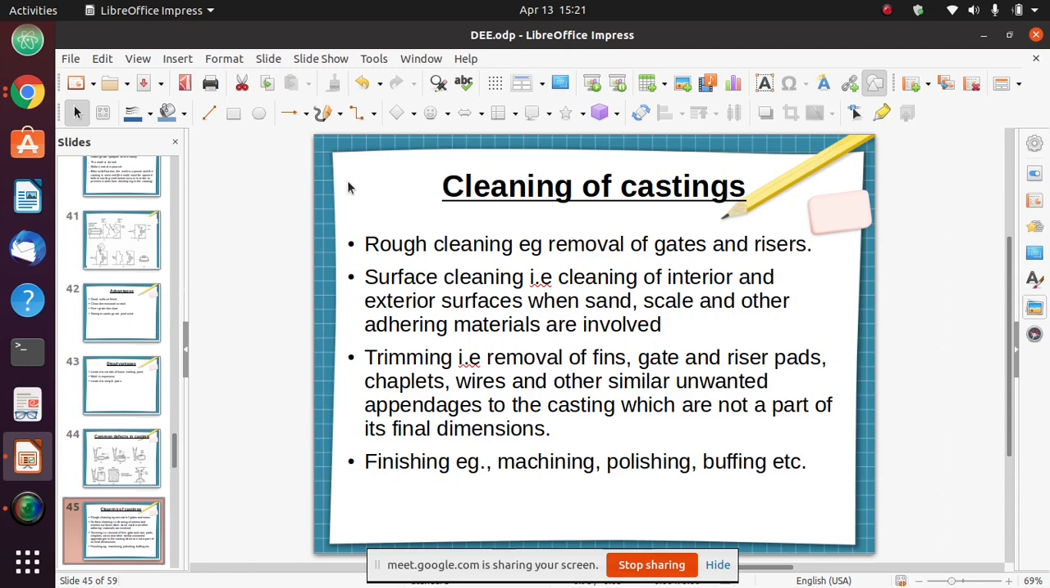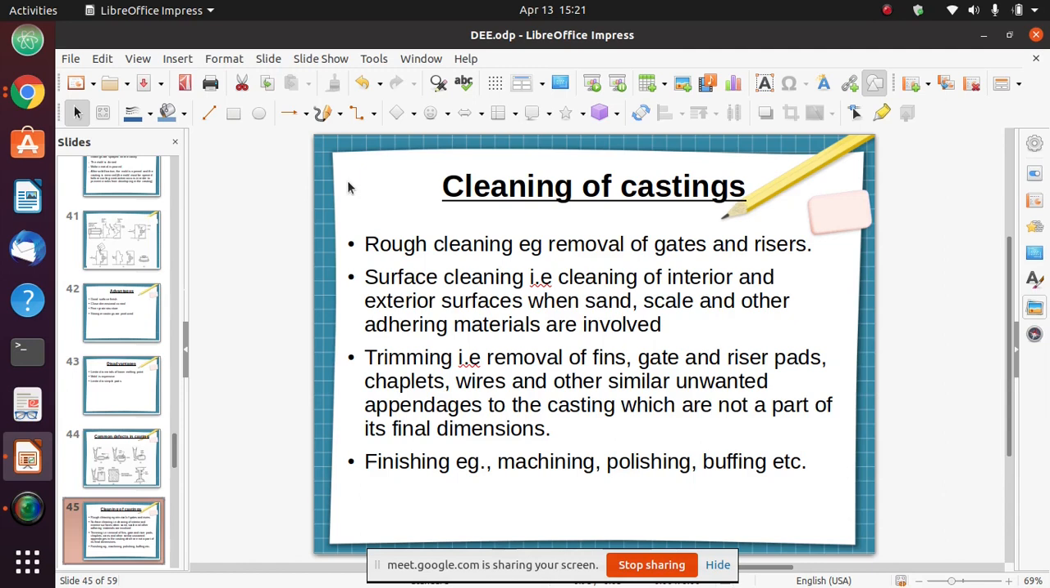We have surface cleaning. You can take mchanga, you can take sandpaper, you can take a wire brush, you clean the surface. Mahali ambapo mchanga imestick kwa casting, scale imeform kwa casting, other materials that can stick on the casting, you can remove by cleaning the surface.